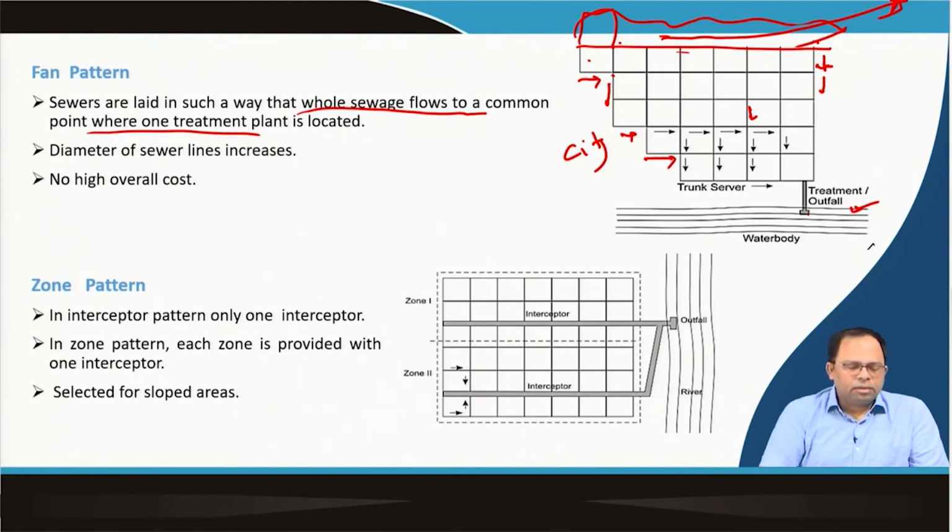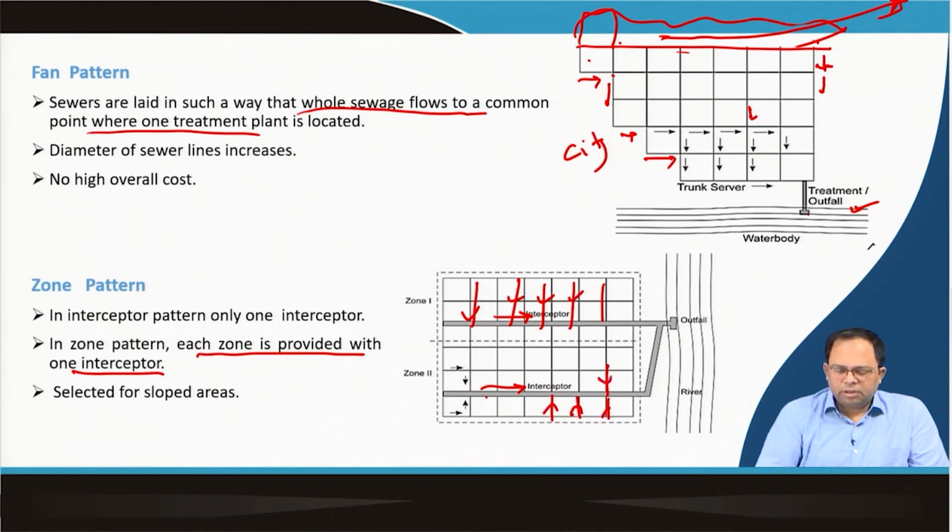Then comes the zone pattern. The zone pattern is a modification of the interceptor pattern, so everything else remains the same. In the zone pattern, instead of one interceptor, we have multiple interceptors. Each zone is provided with one interceptor. As you can see, this is one interceptor which takes care of this particular zone, and this is the second interceptor which takes care of this zone. All the pipelines come to the interceptor over here, and similarly all pipelines come to this one, or it may also come from this direction, and then both the interceptors are connected with a pipeline, and then we have one outfall.